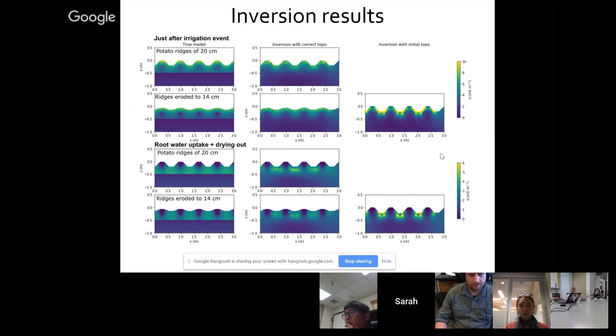And I do the same for the second scenario, where there was root water uptake, so a different type of pattern. There, you can see the same effect, but even more strongly, because it's mainly concentrating everything in the ridges at that point. So this is the most extreme case. It's probably never that bad in the field, but I just wanted to highlight which kind of artifacts you can come to.